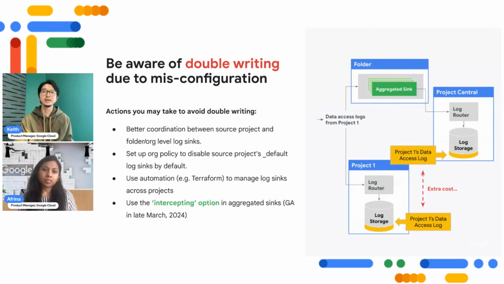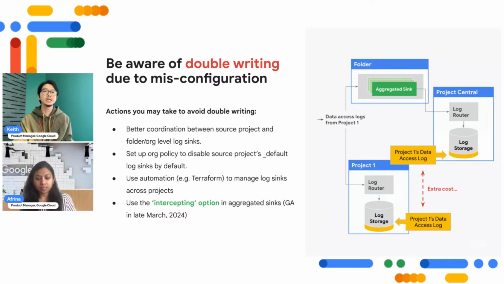So here in this slide, we listed a few options that you can consider to avoid double writing. You can try to better coordinate between project owners and those who are managing the higher-level settings. You could also create an org policy in Google Cloud to disable the default log sinks in your source project. And you may also consider using automation to manage all your log sinks across your organization. But each of these options has its own trade-off and might need extra management effort from your company. So that's why we came up with a product-level solution.